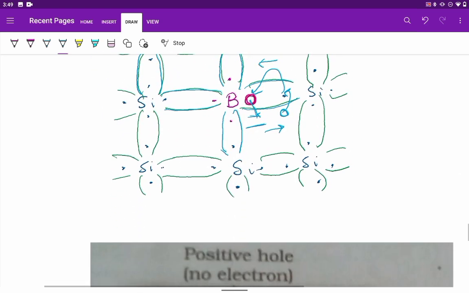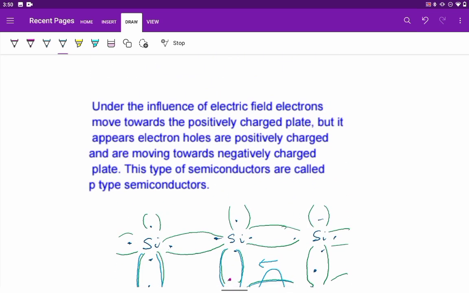Okay. So when the electron is moving towards the hole and taking its place, initially where the electron was, one hole will be created there. So the side in which electron is moving, it appears that the hole is moving in the other side. So if electrons are moving towards positively charged plate, it appears that the electron holes are positively charged and are moving towards negatively charged plate, because the movement of holes is in the opposite direction to that of the movement of the electrons.